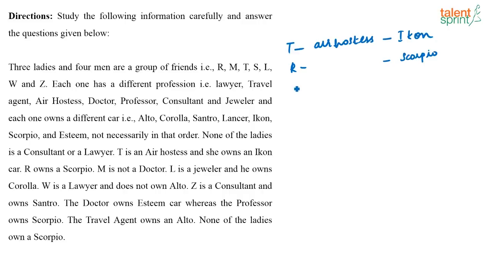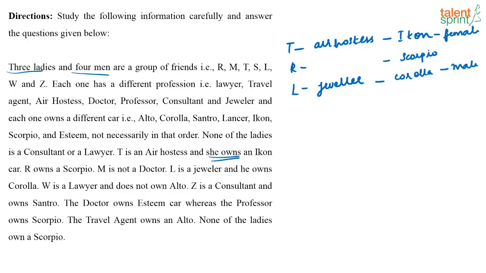Then it is saying M is not a doctor. L is a jeweler. He owns a Corolla. So L is a jeweler. He owns a Corolla, which means L is a male. So I know the gender of L. Here similarly, T is an air hostess. She owns an Icon. So she means female, right? T is a female. See here in the question they have said that there are 3 ladies and 4 men. So that's why I am writing down their gender also.